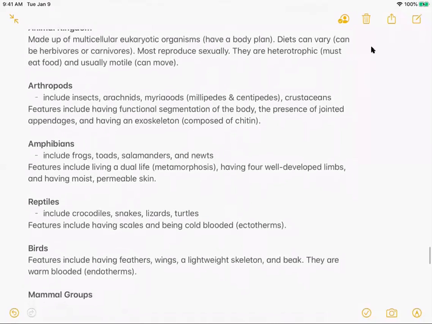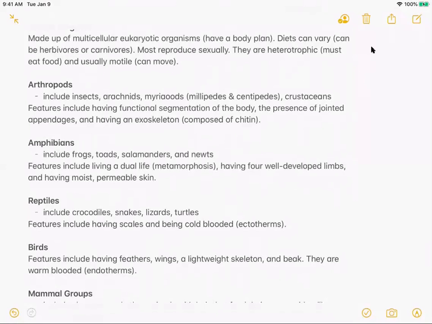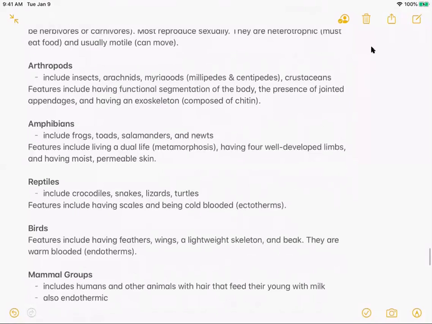And then we briefly will be talking about the different types of organisms that are within the animal kingdom. So we have arthropods, amphibians, reptiles, and birds. Arthropods include your insects, arachnids, myriapods. Sorry, I misspelled that.